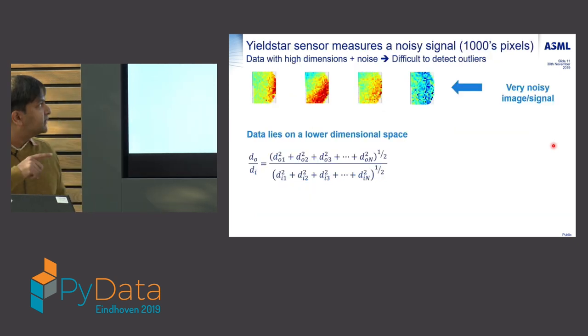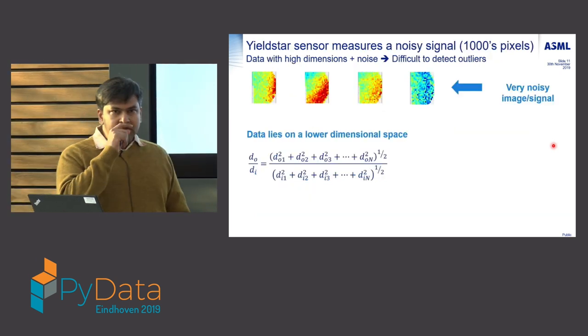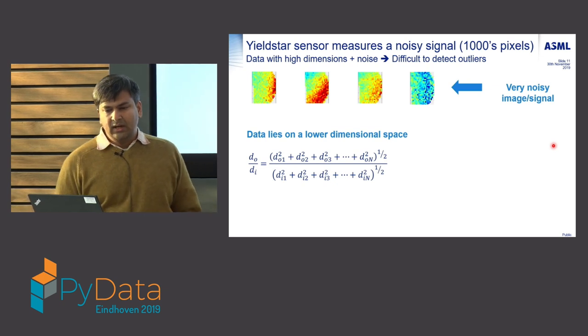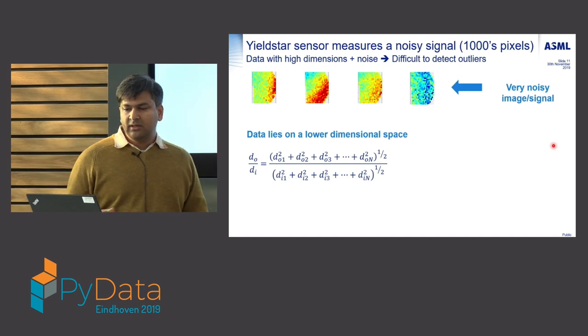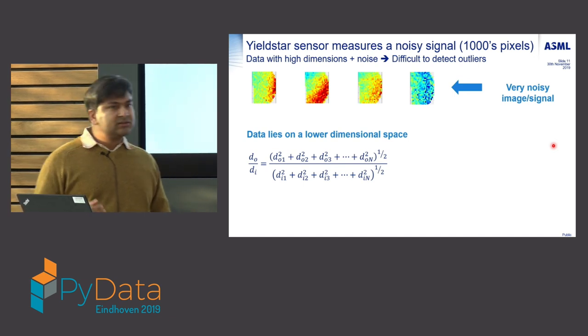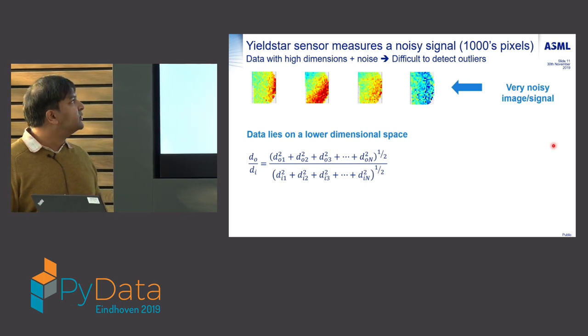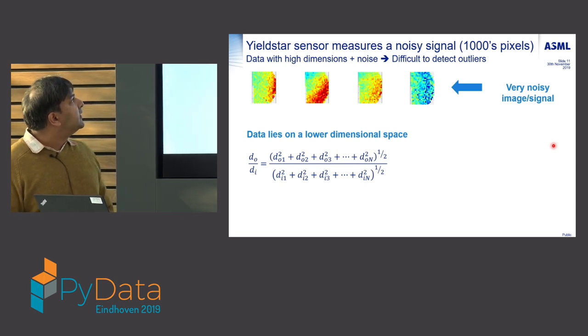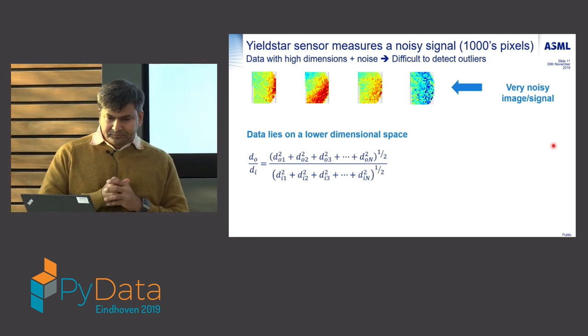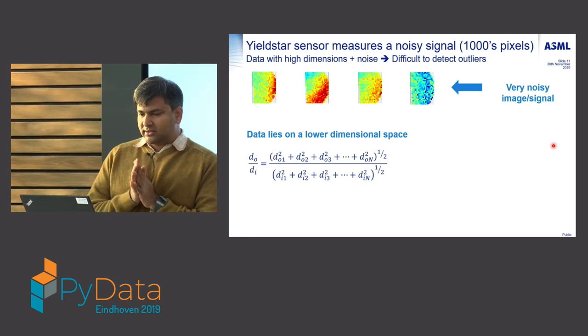So we suffer from this problem because our signal is a very high dimensional signal. We have thousands of pixels on our sensor, and in addition, we have a lot of noise, which would mean that things become very tricky when you're trying to detect outliers in relation to the distance contrast that I was just talking about. So let's look at this in more detail.